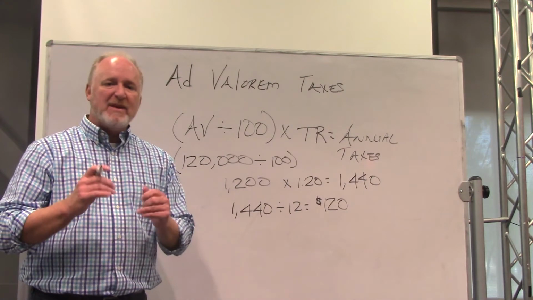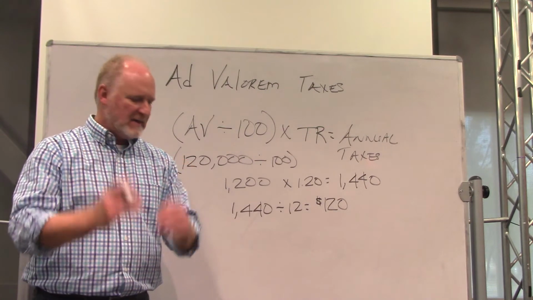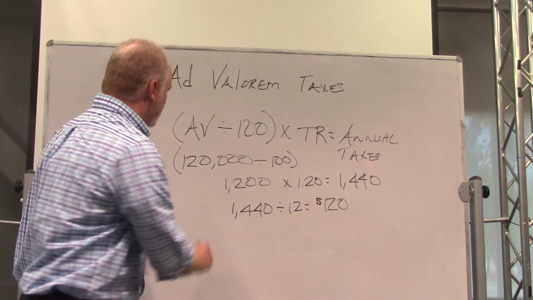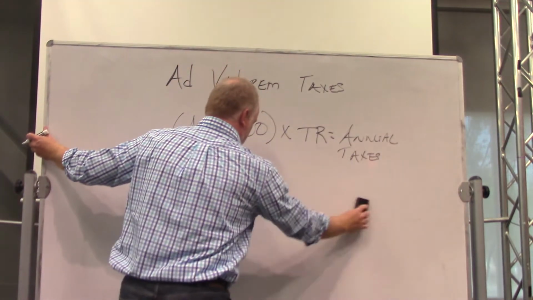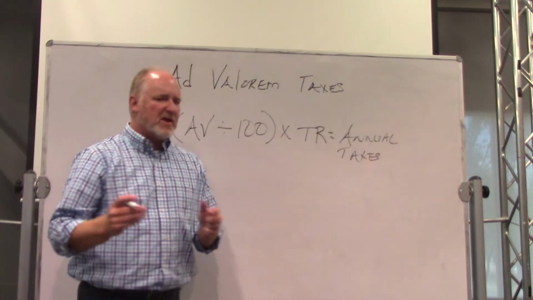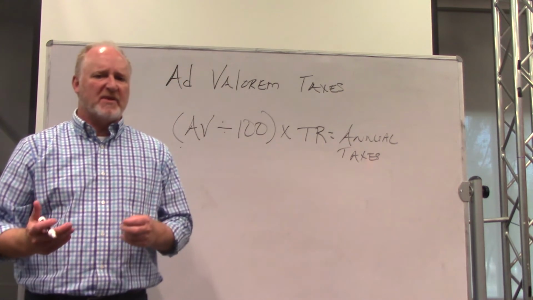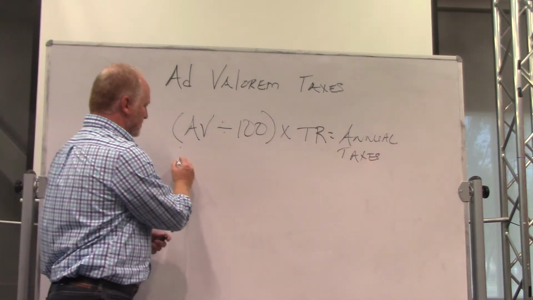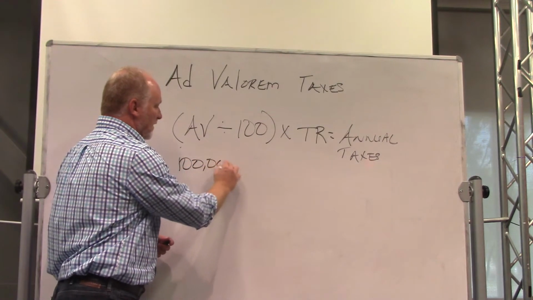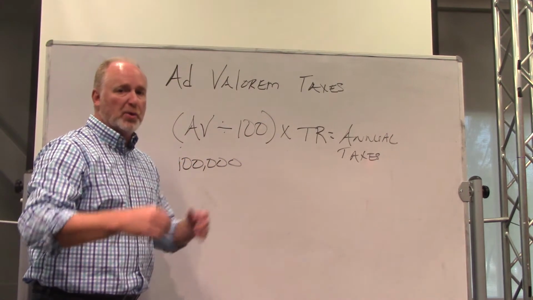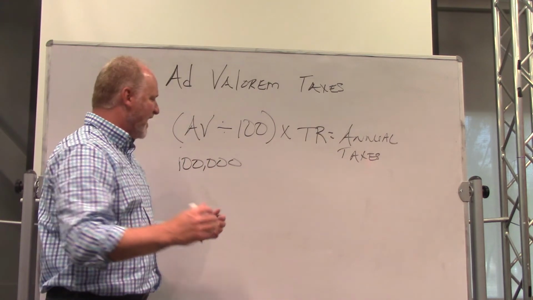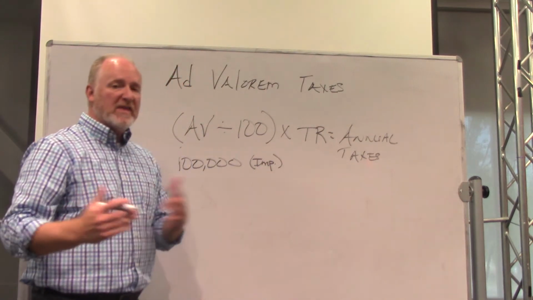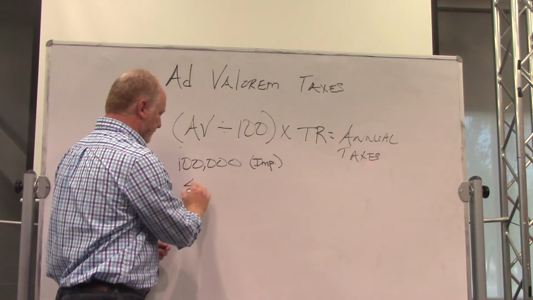Okay? Now, let me ramp this up one step. Let me erase what's on the board here. It's very possible that a test question may say something like this. The assessed value for your property is $100,000 for the improvements, which would include your house and your barns and stuff like that. $100,000 for your improvements and $40,000 for your land.